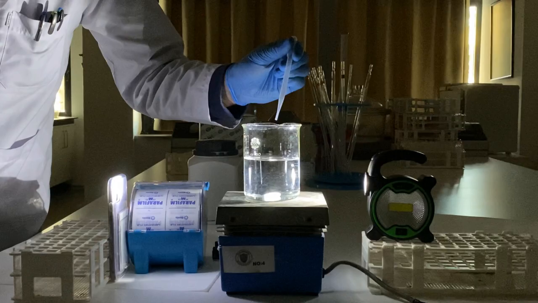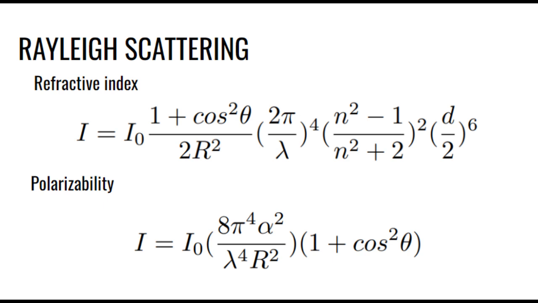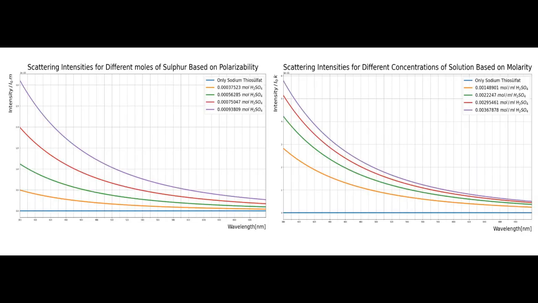In our experiment, we aimed to replicate this effect in a sodium thiosulfate solution where we added sulfuric acid droplets to form sulfur. We used Lord Rayleigh's equations, where he related the intensity of the scattered light to both the polarizability and the refractive index of the particle. We then plotted the scattering intensities for each wavelength in the visible spectrum based on the theoretical expectations. We both did this for the difference in polarizability of the solution through time and the difference in the refractive index of the solution through time. The results of these graphs can be seen here.